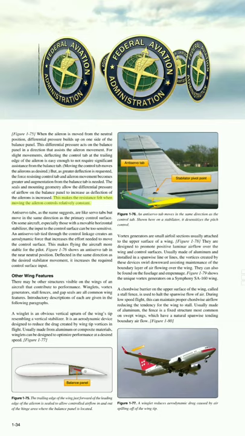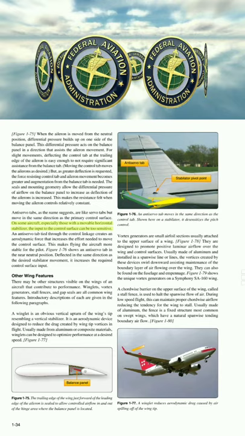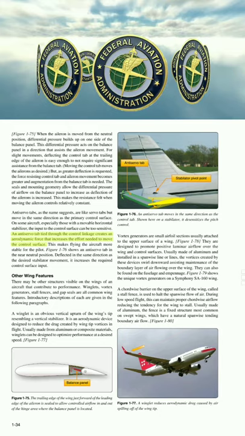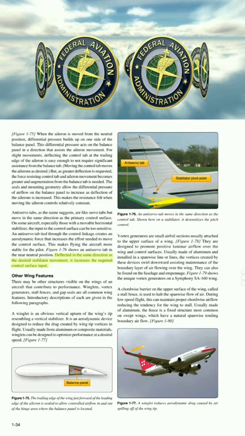Anti-servo tabs, as the name suggests, are like servo tabs, but move in the same direction as the primary control surface. On some aircraft, especially those with a movable horizontal stabilizer, the input to the control surface can be too sensitive. An anti-servo tab tied through the control linkage creates an aerodynamic force that increases the effort needed to move the control surface. This makes flying the aircraft more stable for the pilot. Figure 176 shows an anti-servo tab in the near-neutral position. Deflected in the same direction as the desired stabilator movement, it increases the required control surface input.